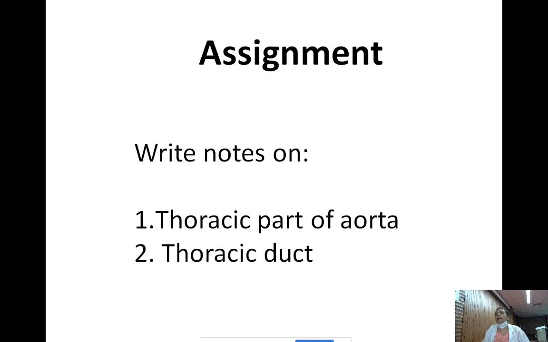Okay, and here is another assignment I have given, that is the thoracic part of the aorta. That means you have to write about the ascending aorta, the arch of the aorta, and the descending thoracic aorta, not the abdominal aorta. Okay, for all these structures, what are their branches and their relations, and also the thoracic duct. So only two questions I have given.